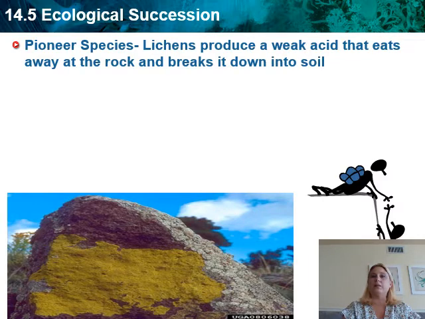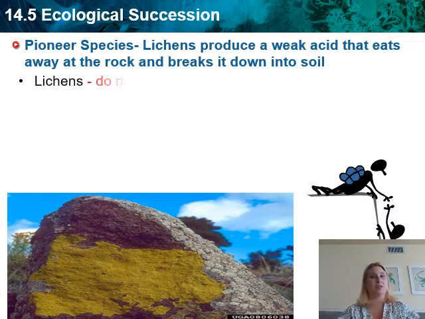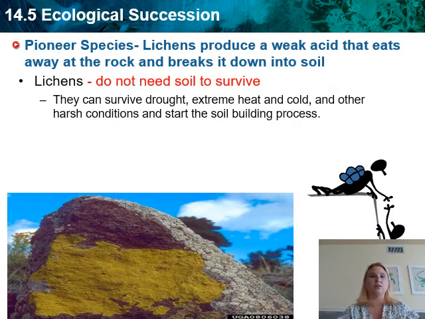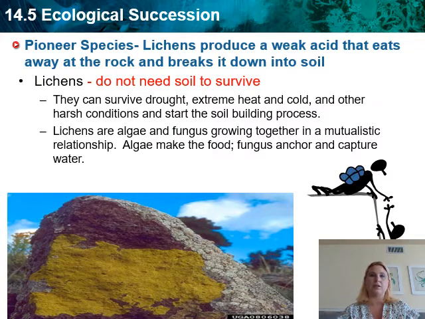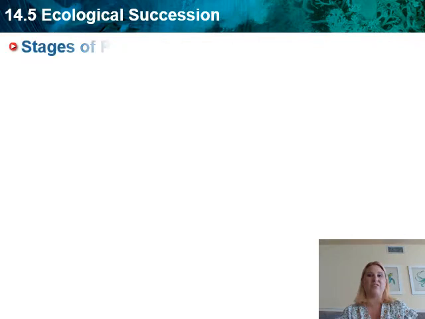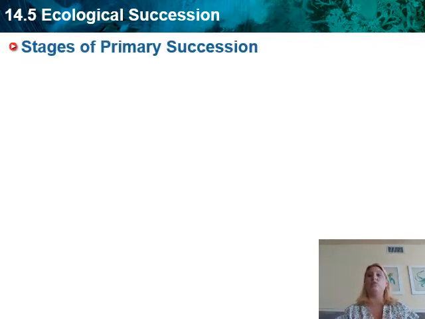The lichens produce a weak acid that eats away at the rock and breaks it down into soil. This can take a really, really long time. They don't need the soil to survive, and they can survive extreme drought, extreme heat, and other harsh conditions. They're super important because they start the soil building process. Lichens are actually a type of algae and fungus growing together, living in a mutualistic relationship, which we talked about last week.